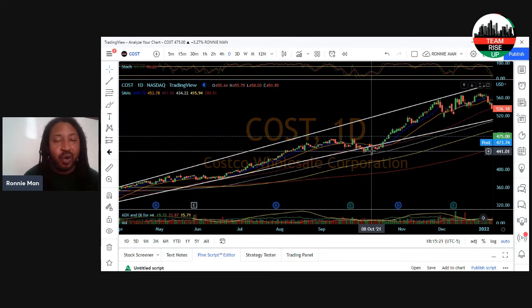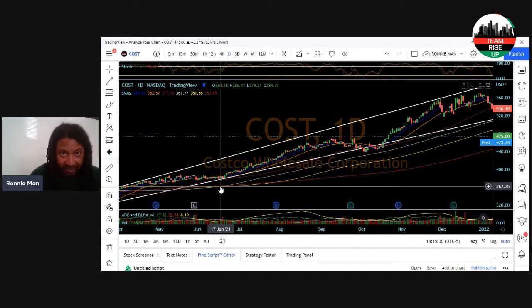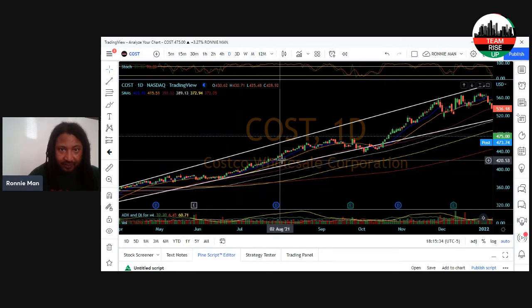Some things you could just walk away from, because if you've traded it, if you've stayed in these trades, look at where we are. Look at where price is right here. The low is 379.